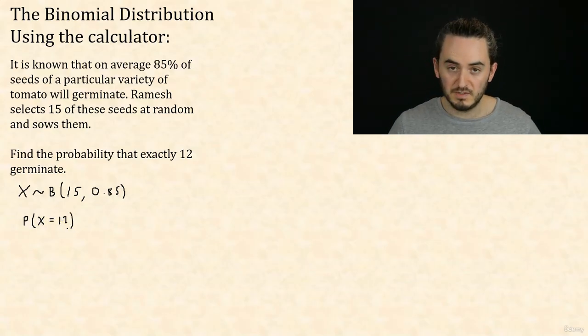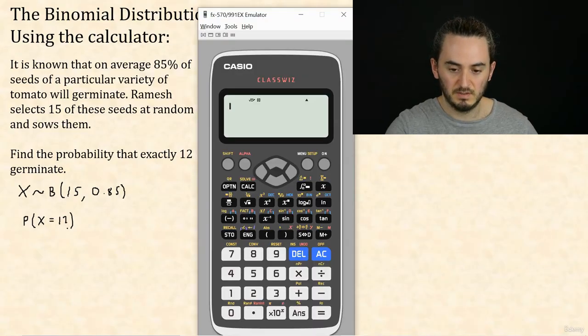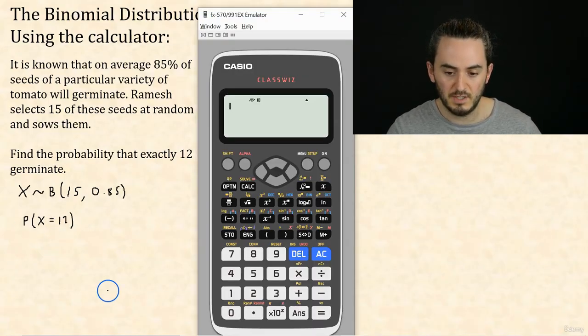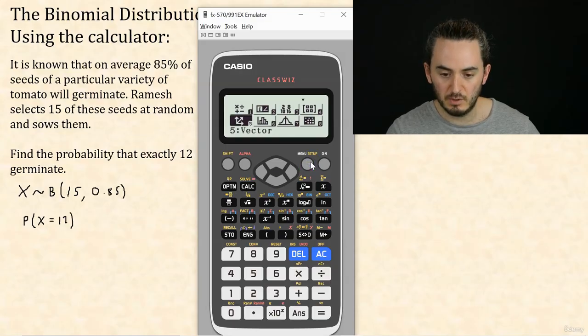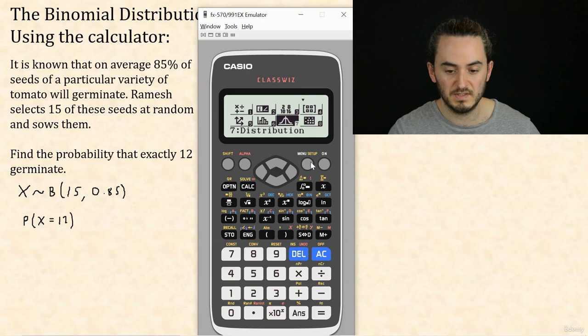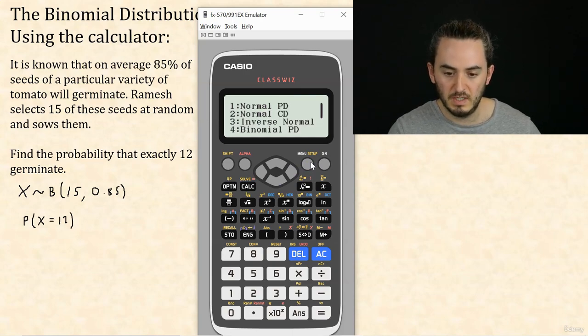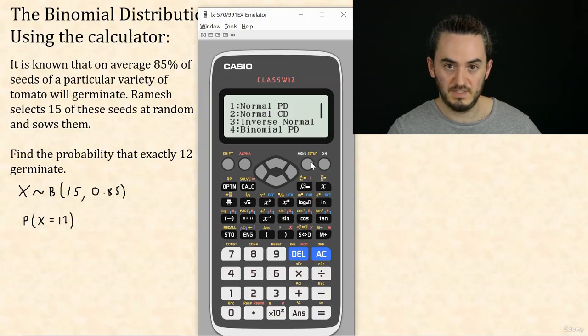So rather than using the formula, here's how we use the calculator to do this. So here's my Casio ClassWiz calculator. You can do this though on all good scientific calculators. If you go to the menu, and then you scroll down and across to distribution, so not the statistics one, there's a separate distributions option. Click equals.